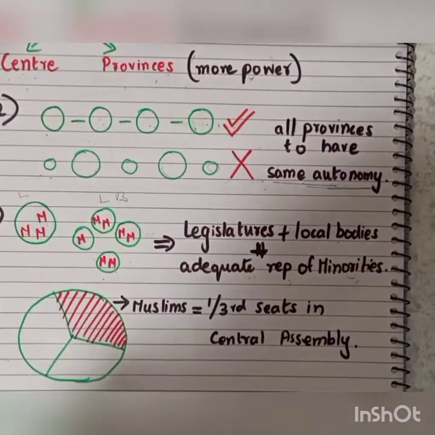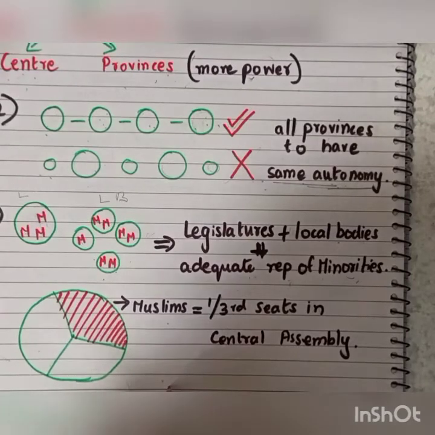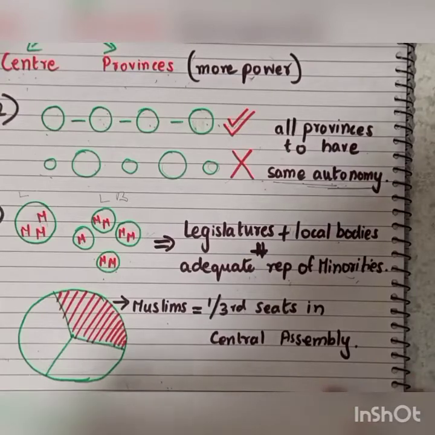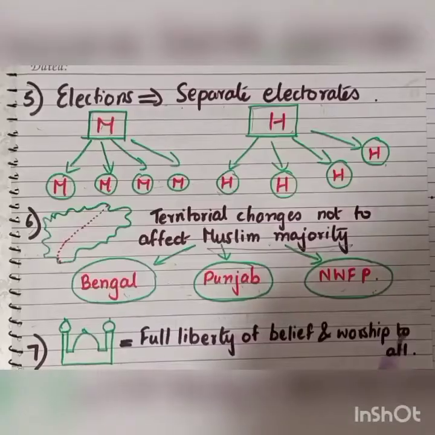The fourth point said that Muslims will have around one third of seats in the Central Assembly. This was the same point which Quaid-e-Azam had asked the Congress to agree on, but it was not agreeing on this point.